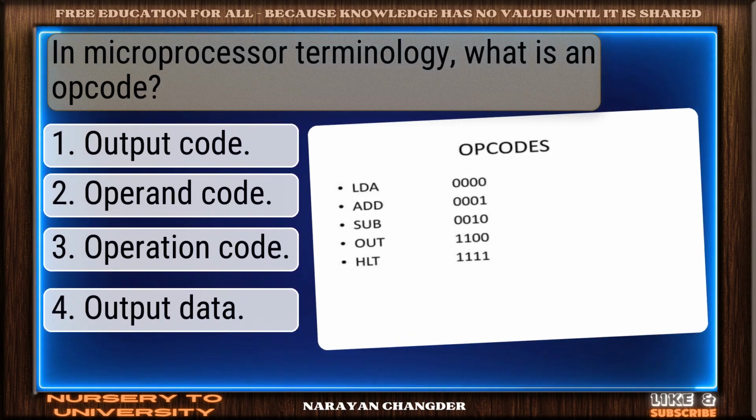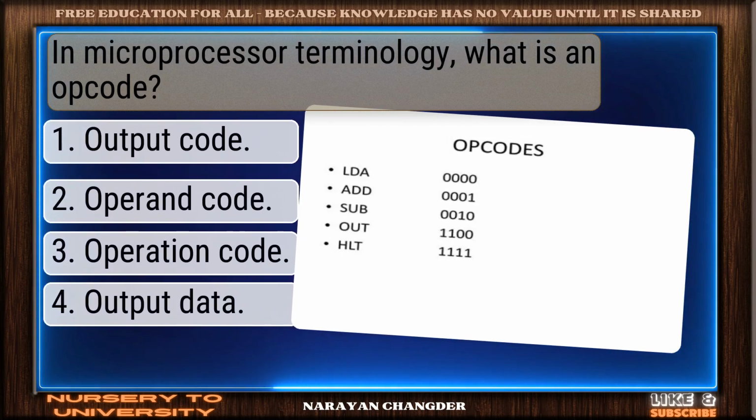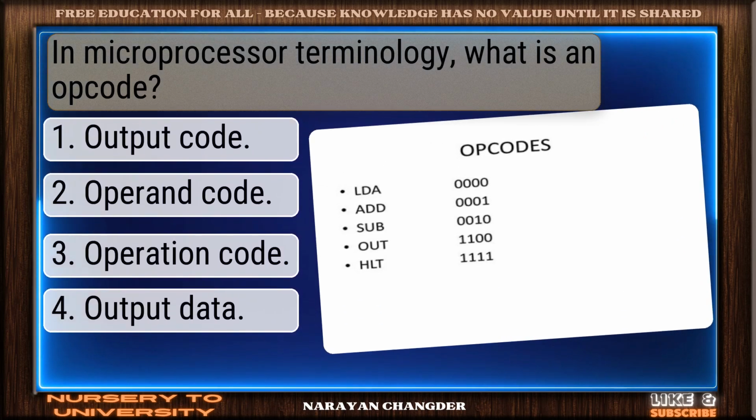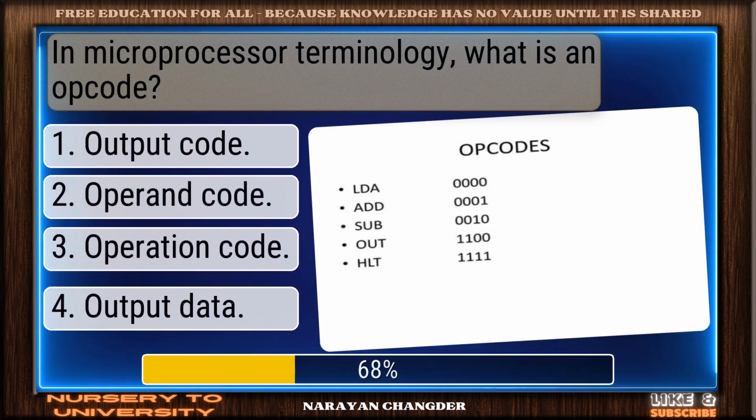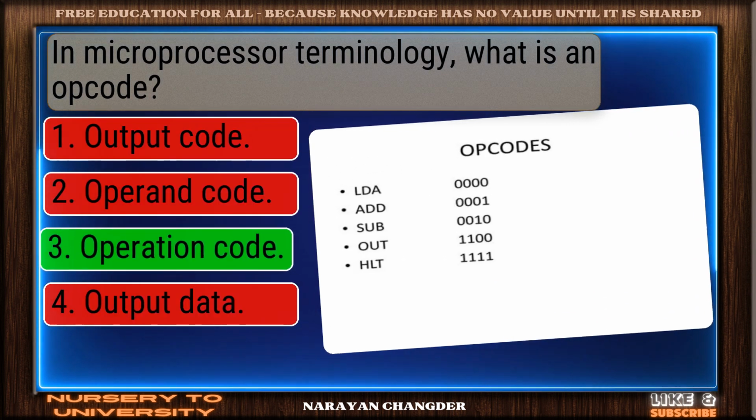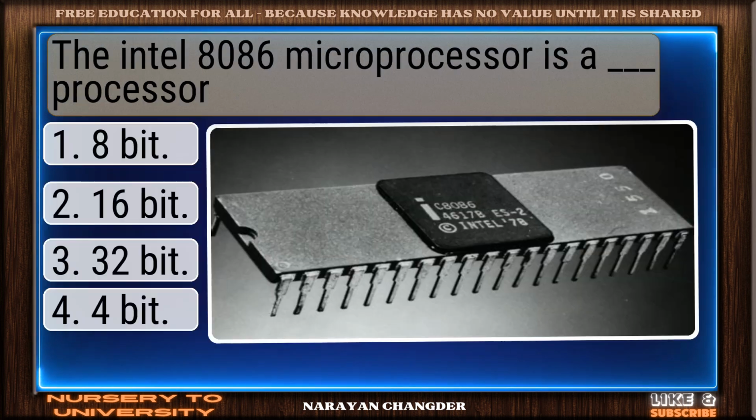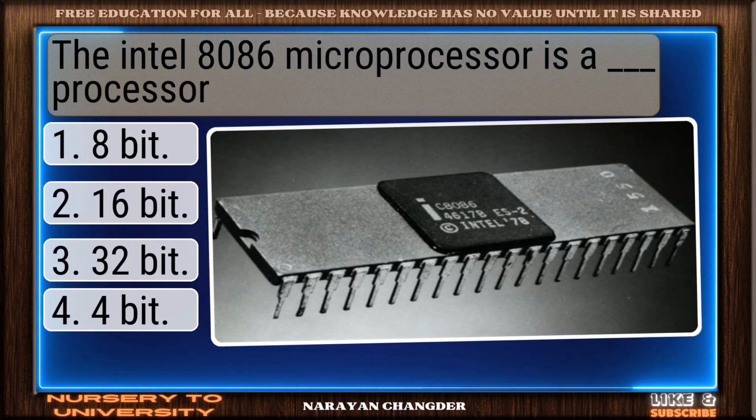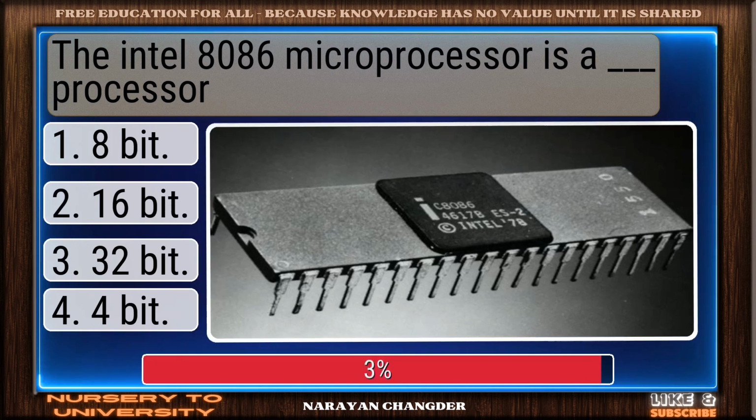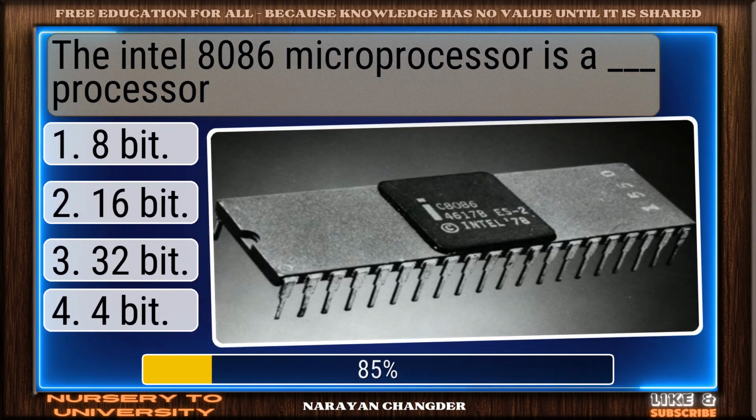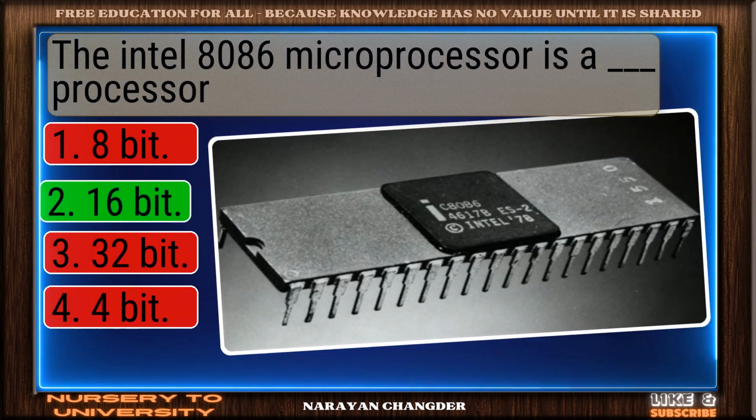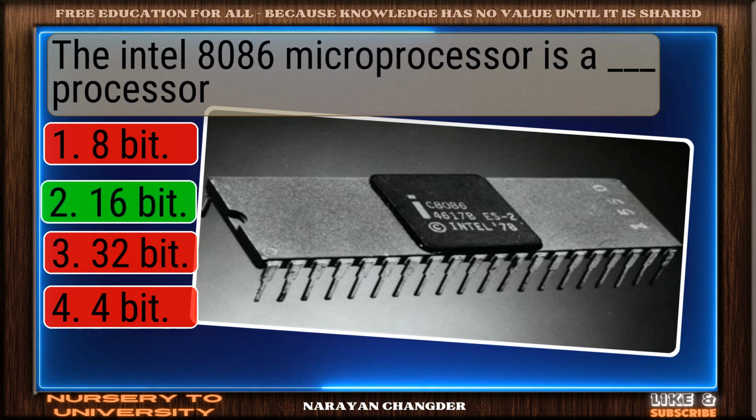Question number 1 in microprocessor terminology. What is an opcode? Correct response. Operation code is the most accurate answer. Question number 2. The Intel 8086 microprocessor is a dash processor. Right choice. 16-bit is the best answer.